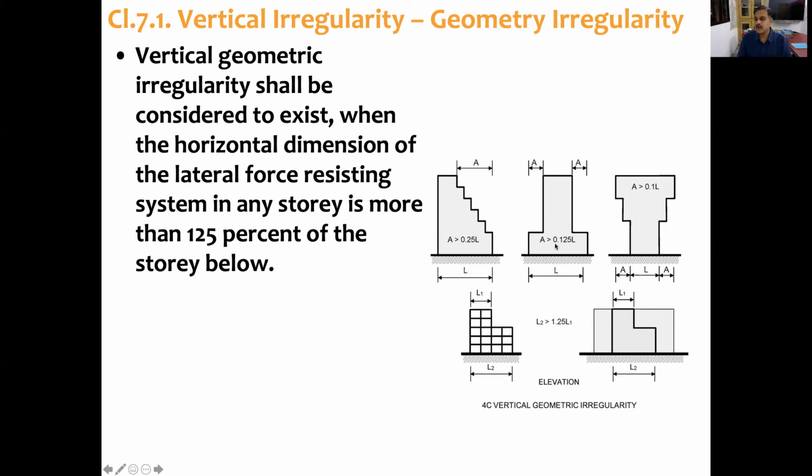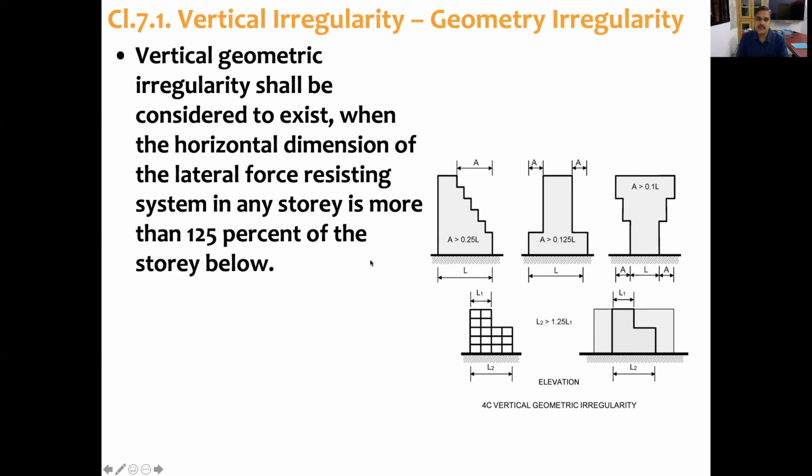This A offset is more than 12.5% of the base length, so that means a total of 25%. If it is more than 25%, then this comes under vertical irregularity. And here also you can see something like an inverted pendulum kind of structure, so this is also vertically irregular. And here, L1 is the top width and L2 is the base width, where L2 is greater than 1.25 L1. So this also comes under vertical irregular. Similarly, this figure also. All these figures show vertical geometry irregularity.